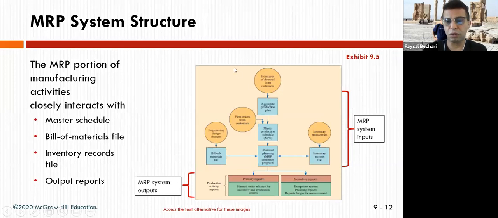Now, we don't need to look at this part. We just need to know that the MRP portion of the manufacturing activity closely interacts with the master schedule, the bill of materials, which is what's needed as a part of it, the inventories that we have in the warehouse on record, and the output reports: how many are being produced, when they are going to be produced, and the rest.